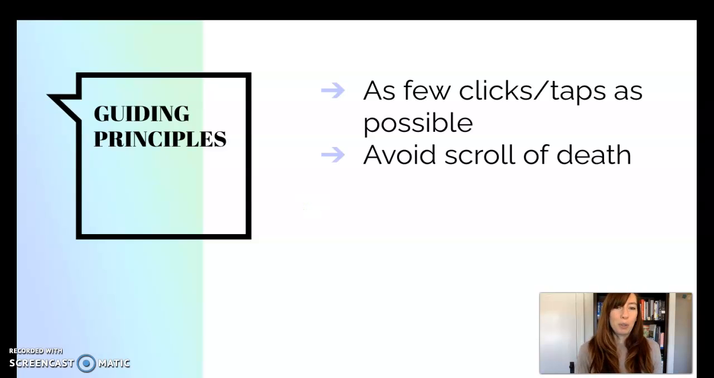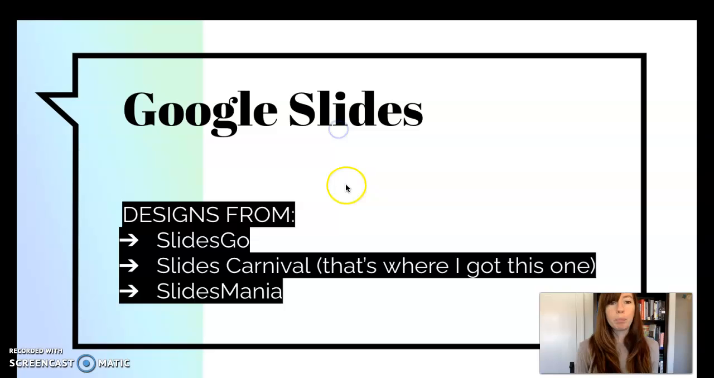And then avoiding the scroll of death. This is where there's too much information on a page and they have to scroll forever in order to find what you want them to find. So I try to make things look as simple as I can. And that's not to say that I don't put all the information there for them. I just try to make it look less overwhelming, which is tough sometimes.